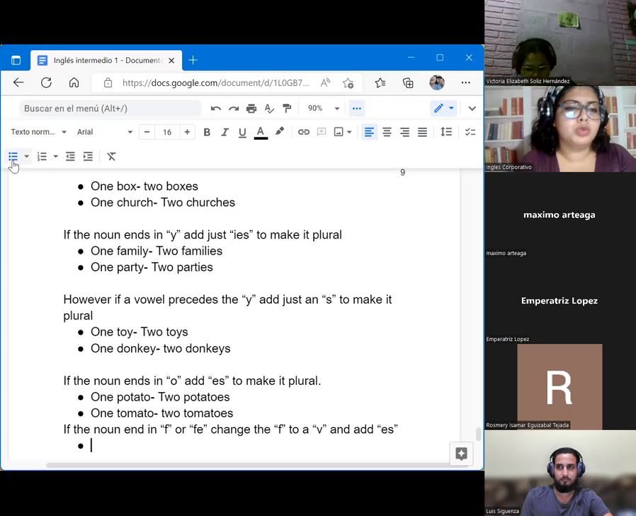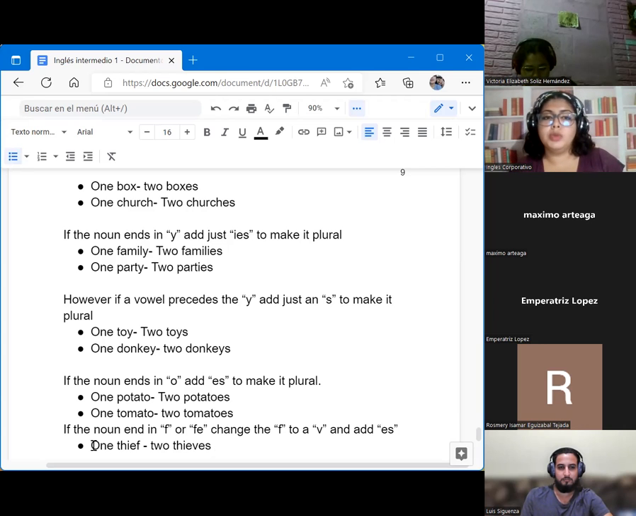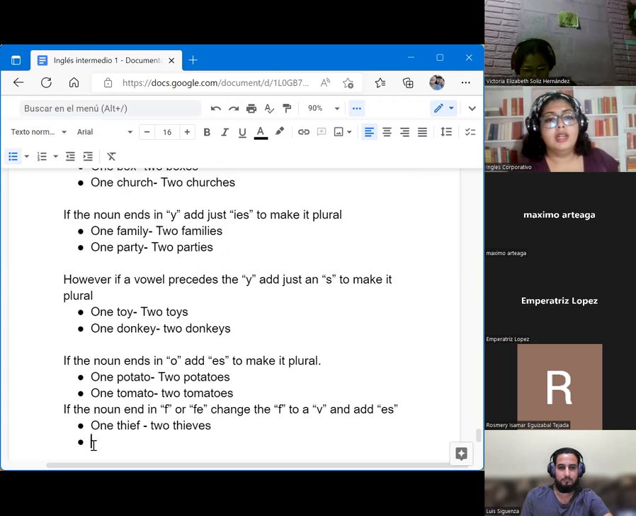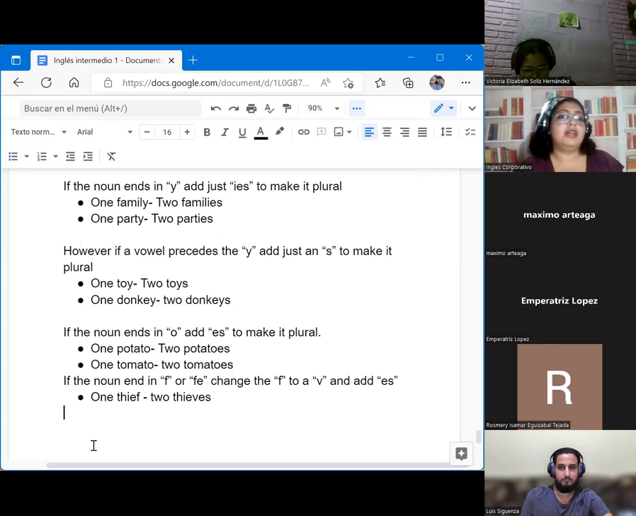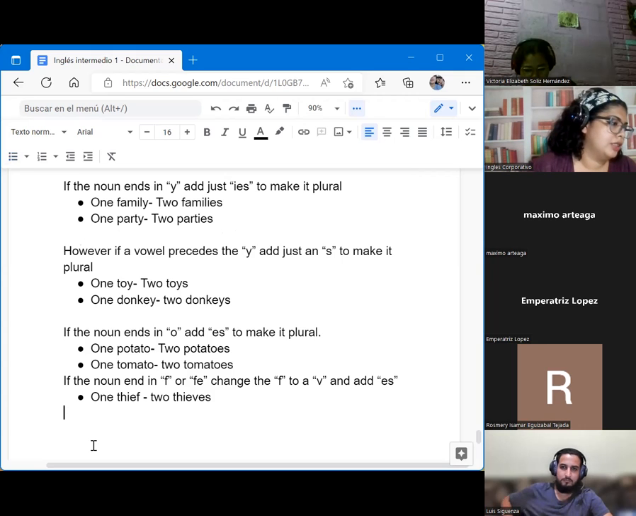And we have some examples. This one and this one. So it really changed the form in which we write some words that have F at the end. One thief, two thieves. In that case, we are talking about ladrones, and we change the way we write those words. And they are very, very different from the first one. So in that case, we change it a lot.